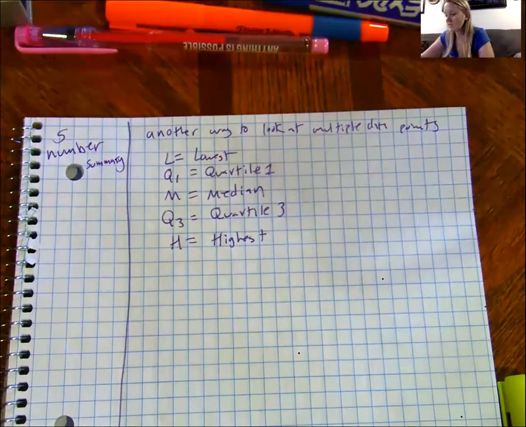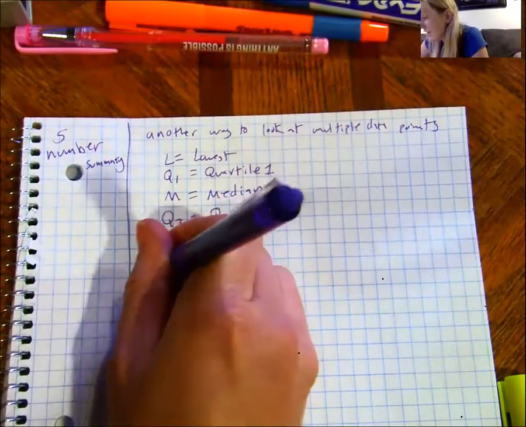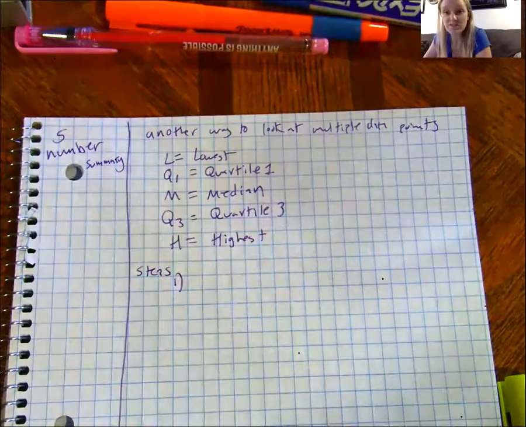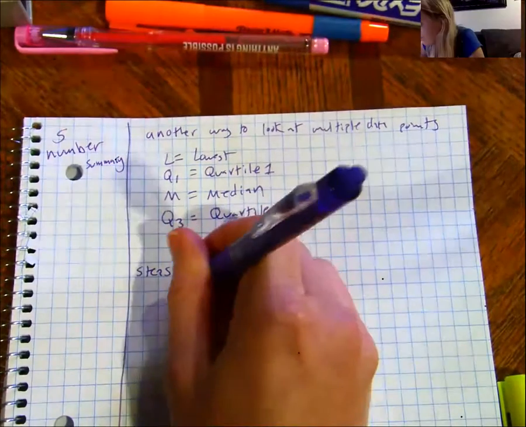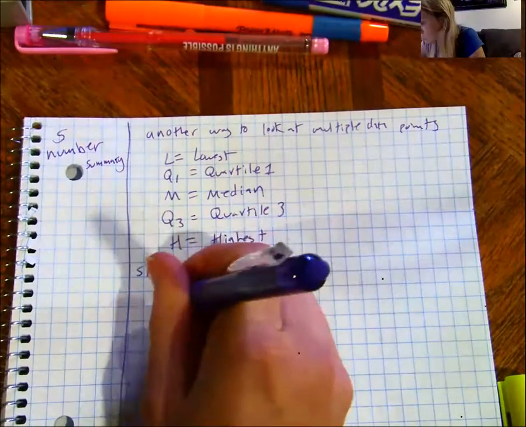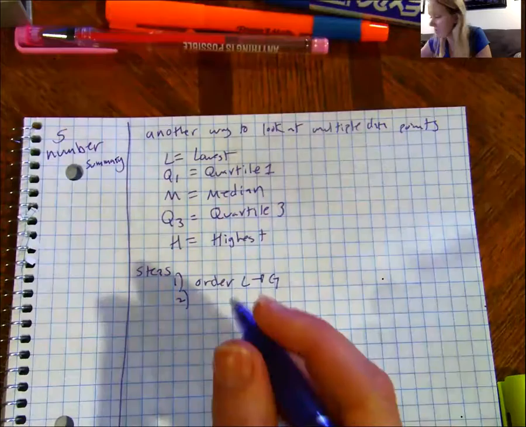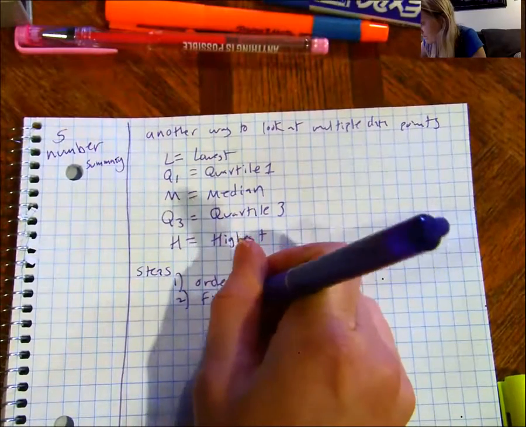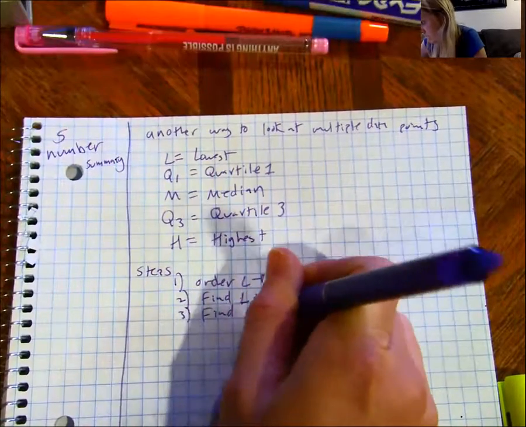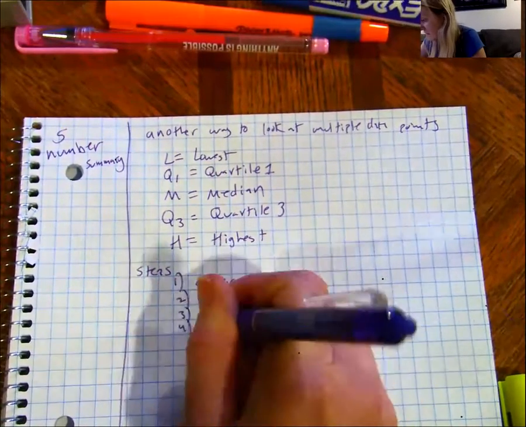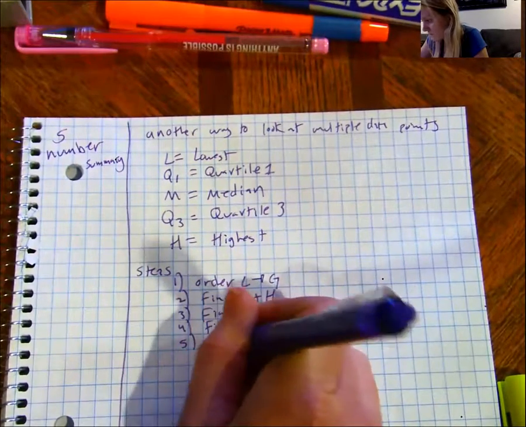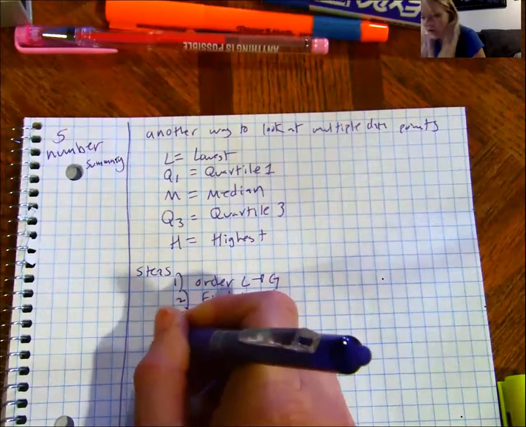Let's take steps on how to do this, and as always, I will practice with you. Step 1, with most data analysis, is always to order least to greatest. Step 2 is to find the highest and lowest, because those are the simplest to find. Step 3 is find the median. Step 4 is find quartile 1. And step 5 is find quartile 3. We're going to put little stars here and come back to something later.